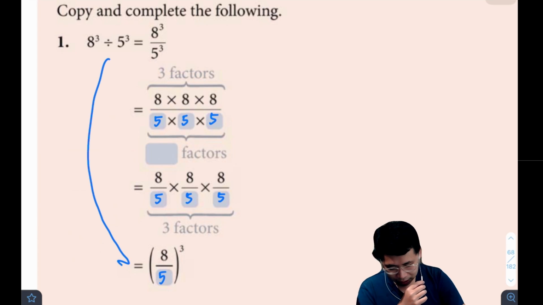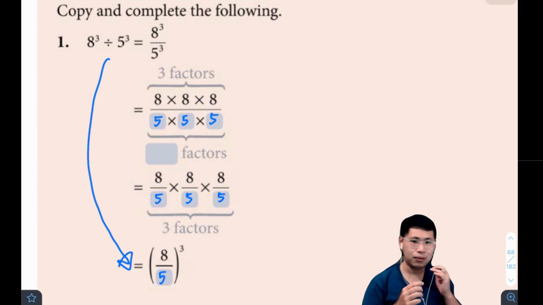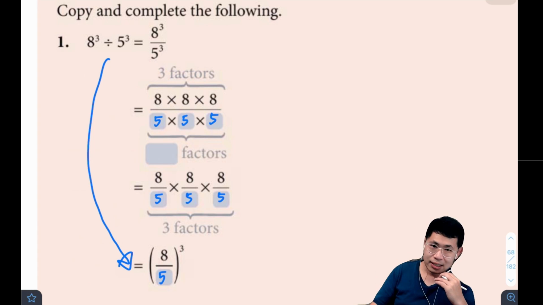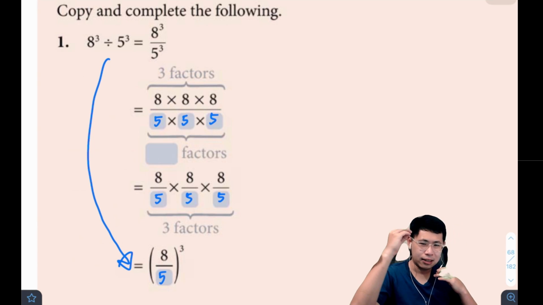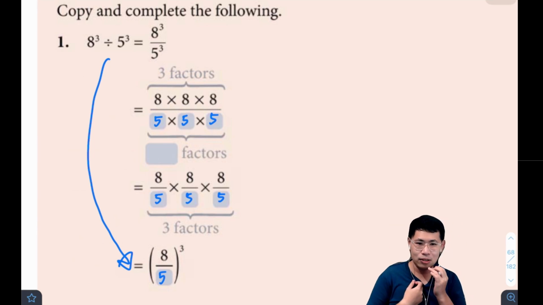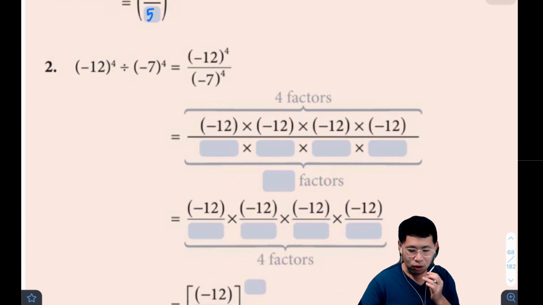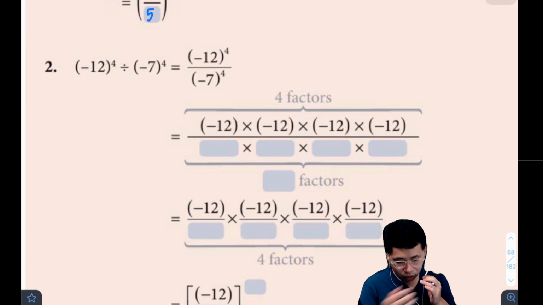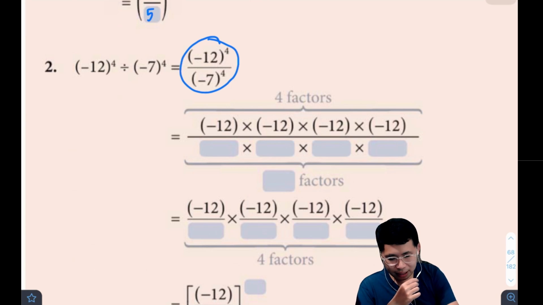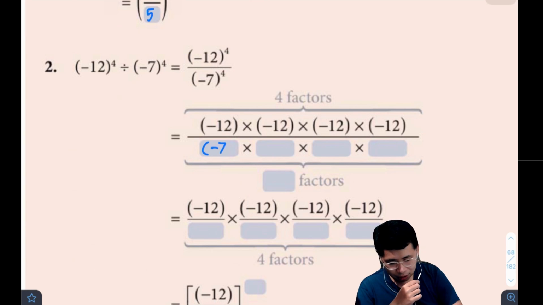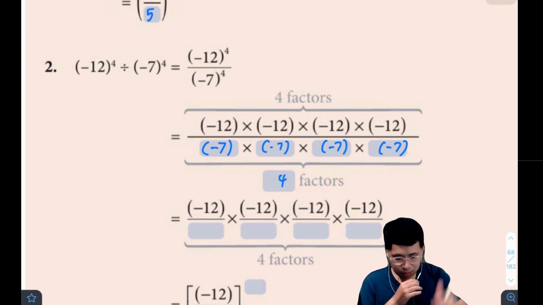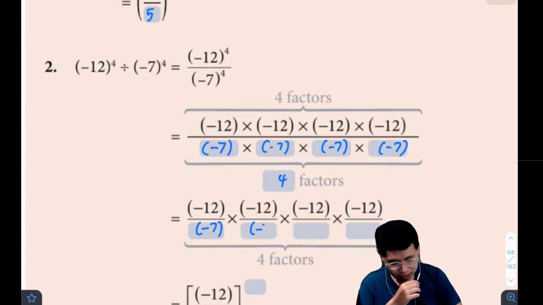Okay, so actually we can do something like this whenever we see the divide sign, and when we see that there's a same power, we can combine the base together. Okay, second example, negative 12 and negative 7 both at power 4. So over here we can write as a fraction, split out the numbers. We have 4 factors over there, and we can split the fraction to 4 sets of fraction over there.